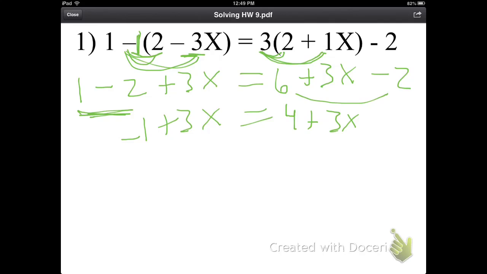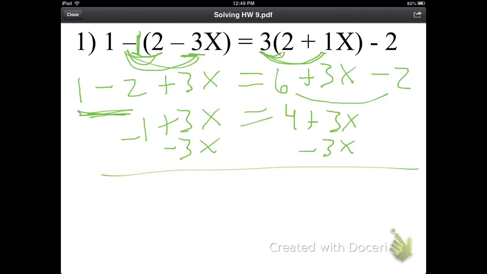Okay, now I need to pick a side for my variable. If I pick the left side, then I have to move the variable on the right. If I pick the right, then I move the variable on the left. I'm going to pick the left side because I can. So I need to move the 3x on the right. I'm going to subtract 3x from both sides.